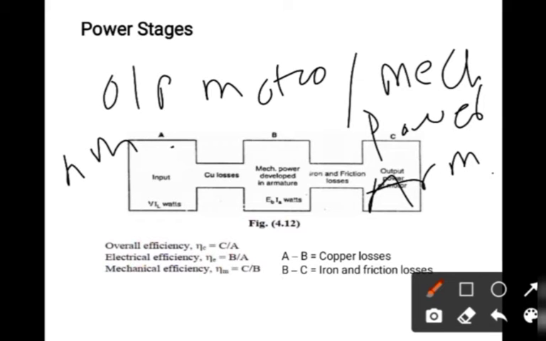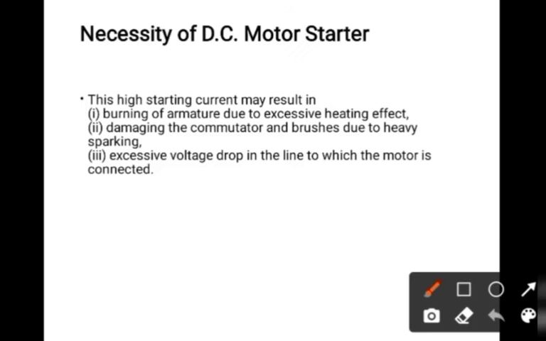So these are some formulas of efficiency, copper loss, iron loss and friction loss. Now we are going to see the next point, necessity of DC motor starter. To start a DC motor, we require a starter. Without a DC motor starter, we cannot start the motor.